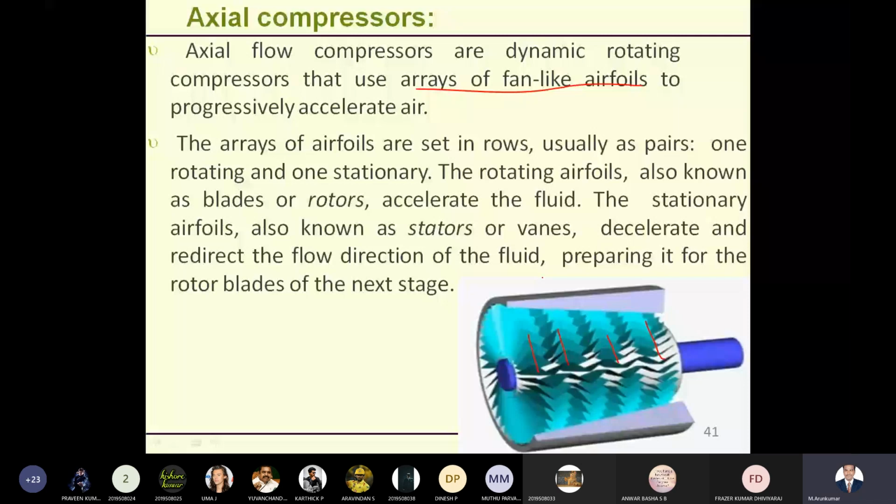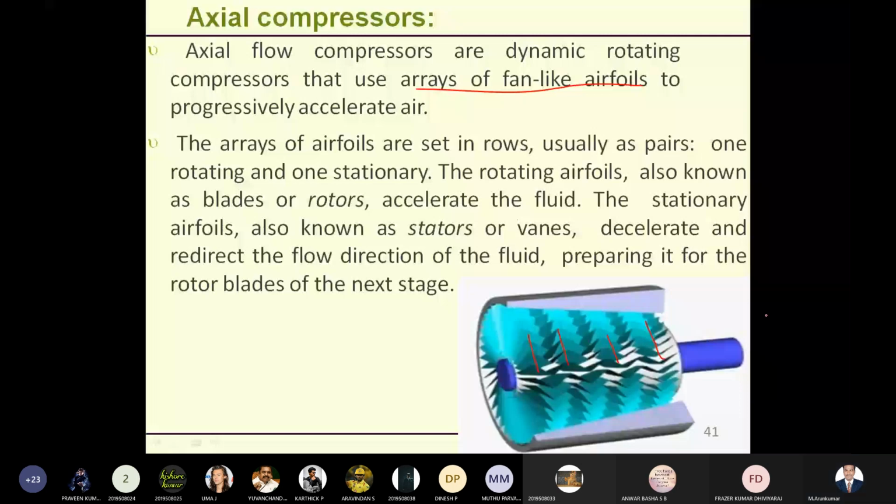The rotating airfoils, also known as blades or rotors, accelerate the fluid, and here the fluid is air. Then the stationary airfoils are also known as stators. So we have rotors and stators, or blades and vanes. These vanes will decelerate and redirect the flow direction of the fluid, preparing it for the rotor blades of the next stage. In our applications, we have these axial compressors with stators and rotors. So this rotor will increase the velocity. Then these stators will decelerate and redirect the flow direction.